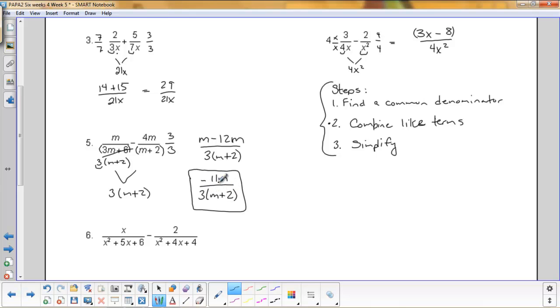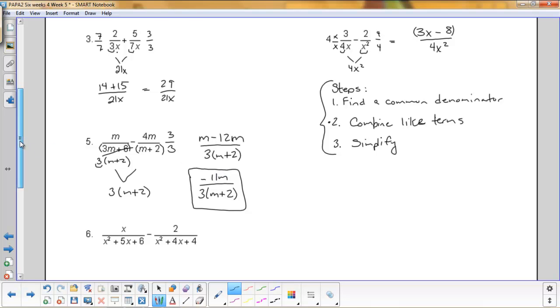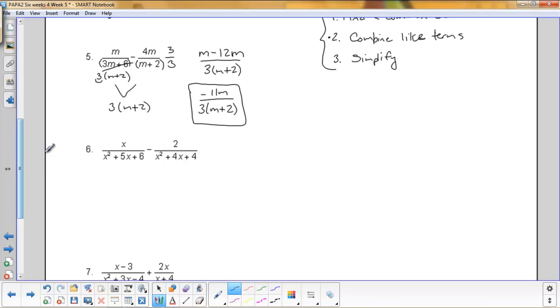m plus 2. So either negative 11m divided by 3m plus 2 is correct, or negative 11m divided by 3m plus 6, the distributed form of that, is also correct. So just recognize both ways. Alright, question number 6. Oh, sorry.